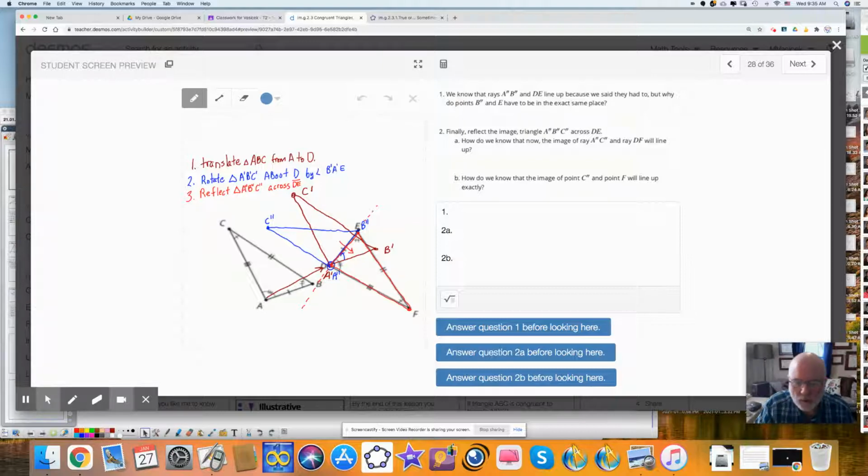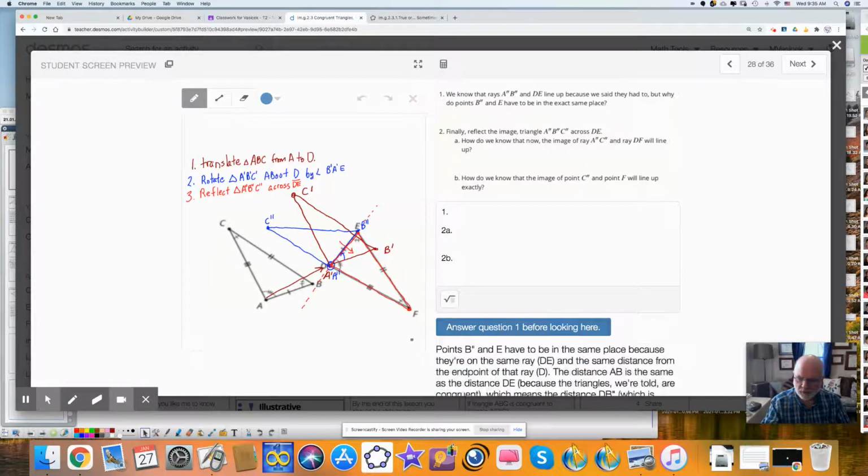And finally, when we reflect this blue triangle, A double prime, B double prime, C double prime, across the segment DE, the image is the red. How do we know that the image of ray A double prime, C double prime, this red line, will line up with ray AF? And how do we know that point C double prime will match up with F? There are two separate questions going on here. First of all, why does it end up on the same ray? And then why does it end up at the same distance?